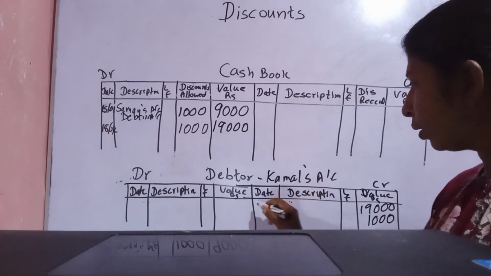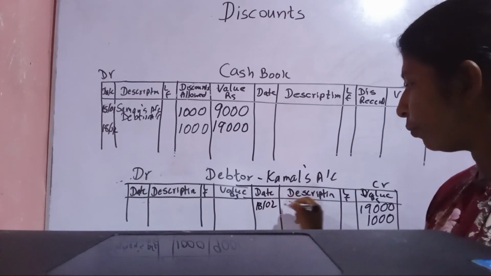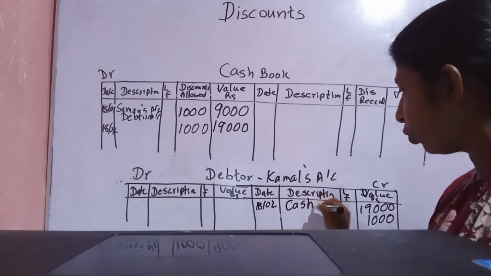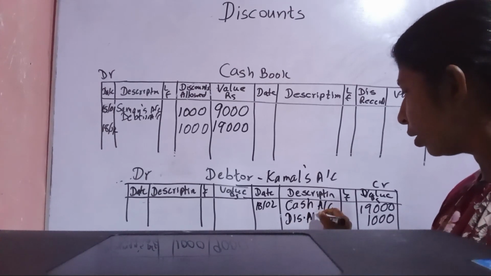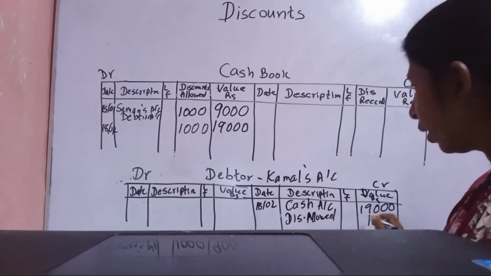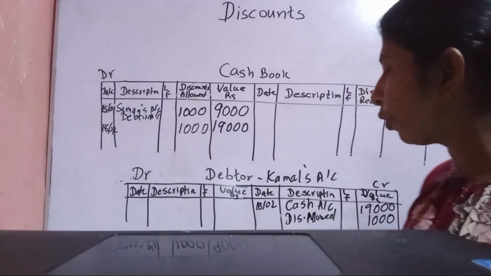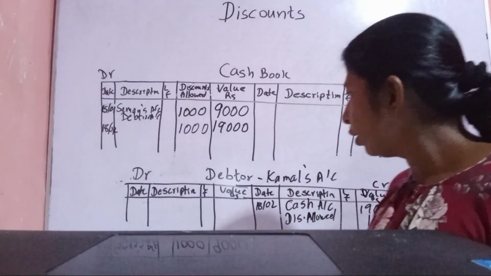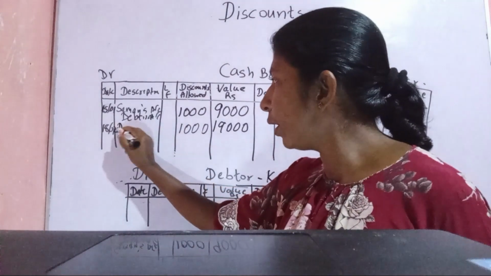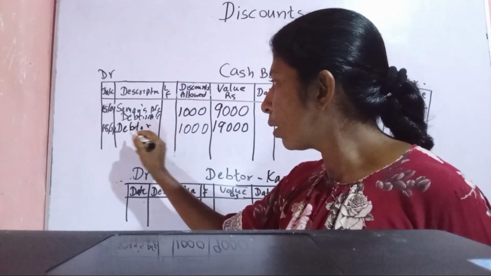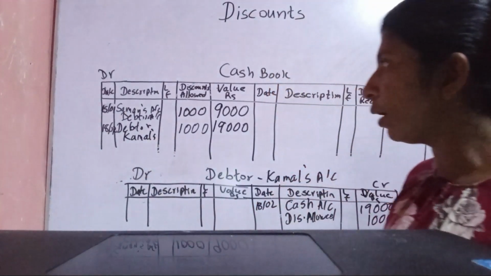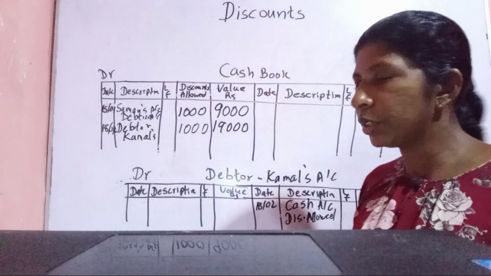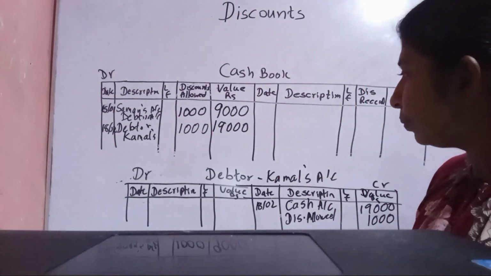Here the date is 18th February, cash account, and for this you have to write discount allowed. And in the discount allowed column we have written 1000. You go and write here debtor Kamal's account. Debtor Kamal's account 1000.